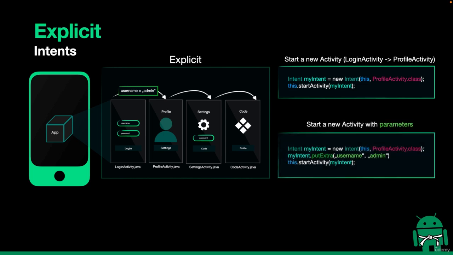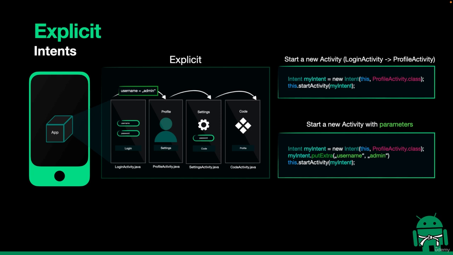So here we can see we are now starting an activity, but this time with parameters. We have exactly the same 2 lines. So we have our new intent object. We've got our source, our this operator, and then we've got the destination profile activity class. But this time we've got this intent putExtra. And here we can now provide certain fields. For example, strings, Boolean values, integers, and more.